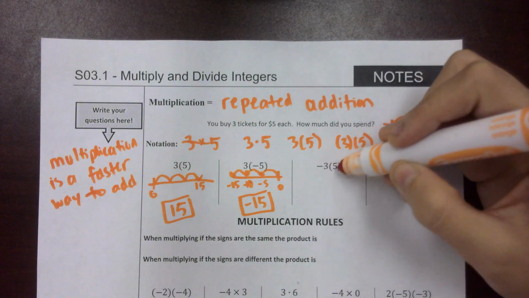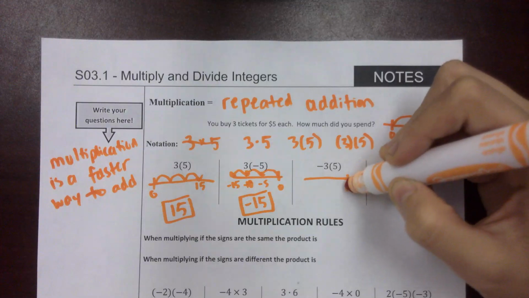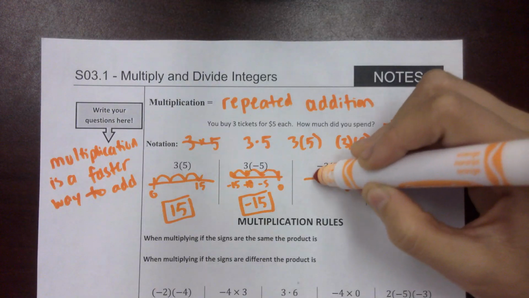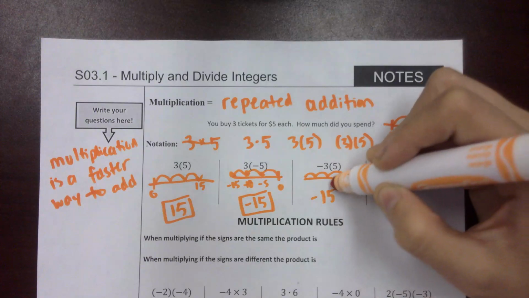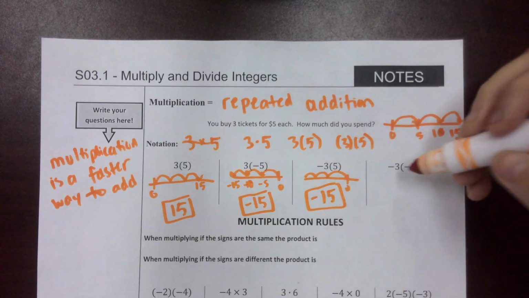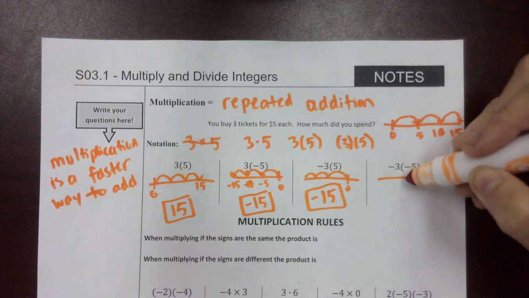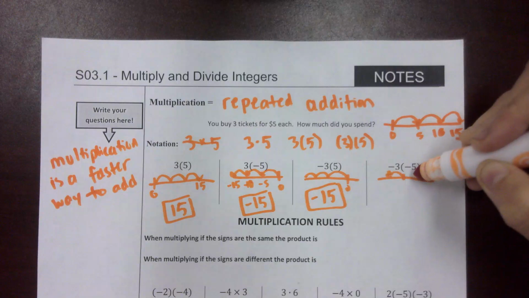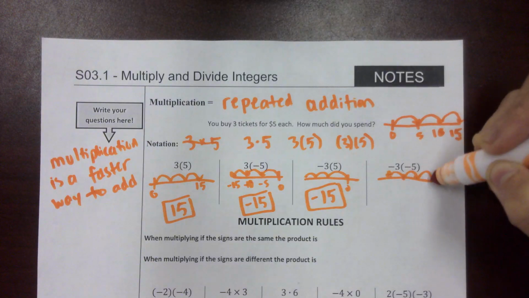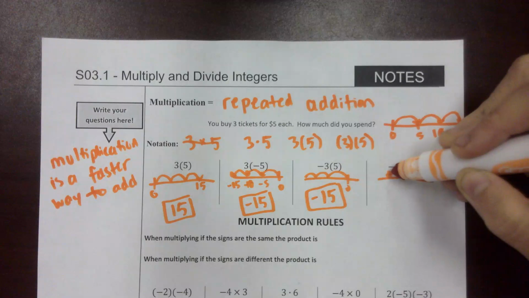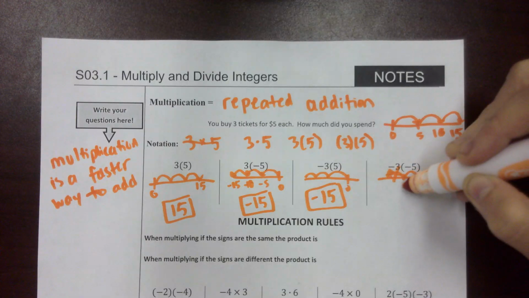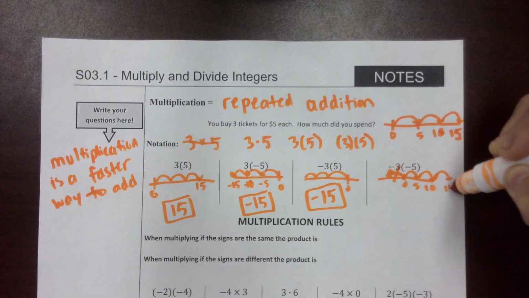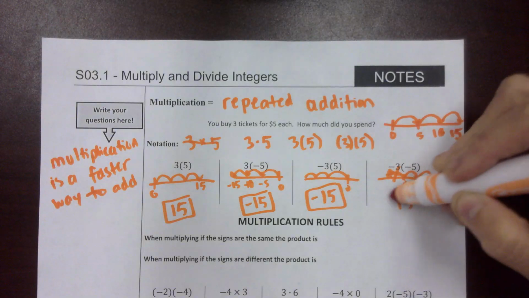If we're doing negative 3 times 5, again, we're going in the negative direction, so negative 15. Then the tricky thing happens when they're both negative. Normally when we're going negative, we go to the left. But since it's a negative 5, we have to flip this way, so we're actually going in the positive direction. So 0, 5, 10, 15. This one's actually positive 15.